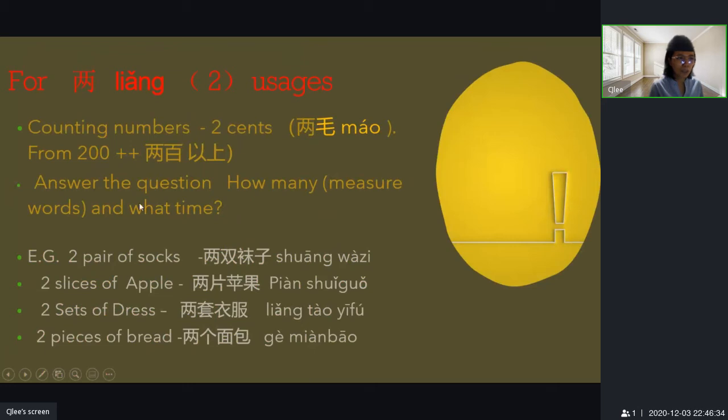And then there's one exemption. What time? If it's 2 o'clock, we don't use 二 only in this one. For the exemption of "what" as we discussed a while ago, "what" followed by a noun should be 二. But only for the time, when we ask the time, what time is it, and it's 2 p.m., we don't say 二点钟, we say 两点钟. Okay, so these are the simplest explanations.